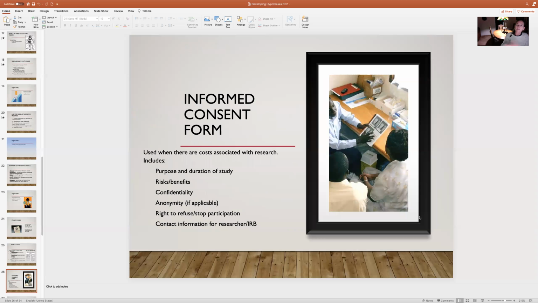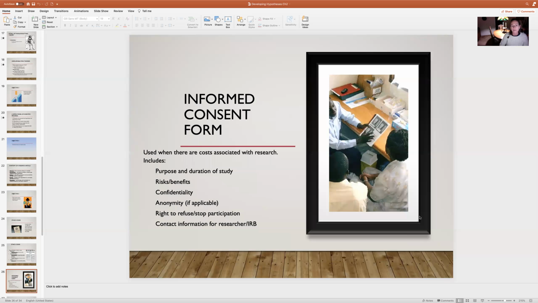We a lot of times use a form for informed consent, and that's where we show people or tell people what they will be involved in. And when there's cost to the research, if it's going to be problematic for people, or if there are any risks, they need to know exactly what they're going to be involved in. And we always use one of these forms.